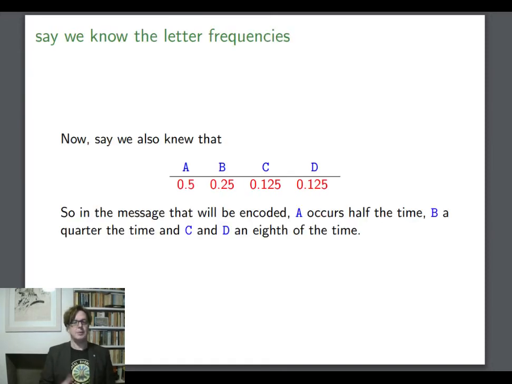But imagine you had a little bit more information. Imagine you knew that A occurred 0.5 of the time, and B occurred 0.25 of the time, and C and D occurred the remaining 1/8 and 1/8 of the time.